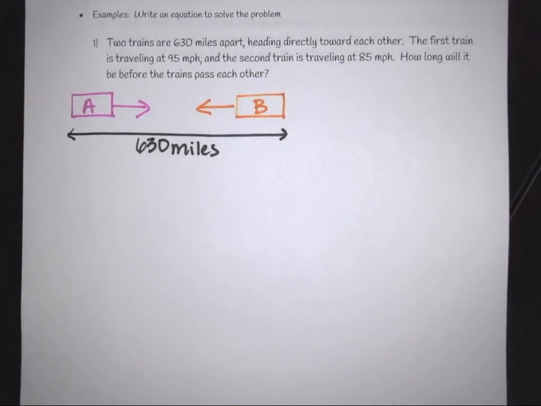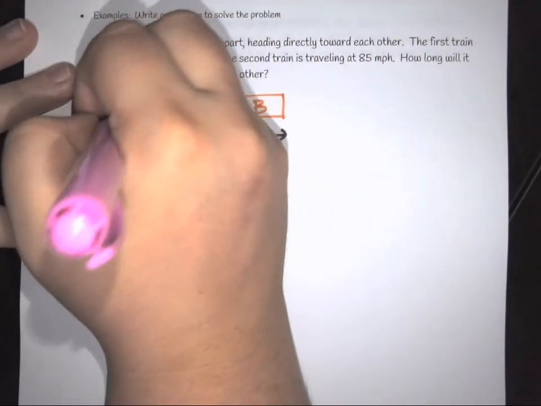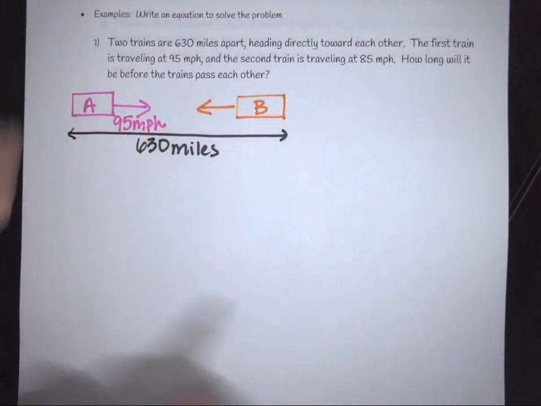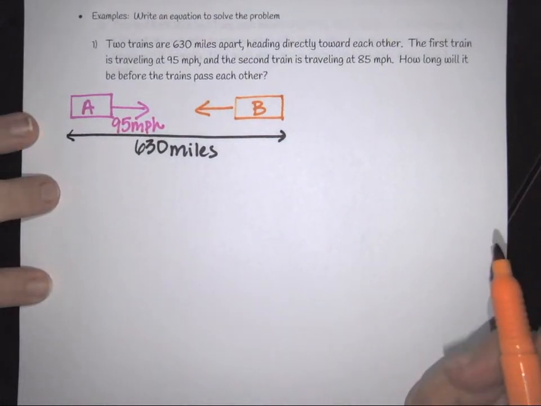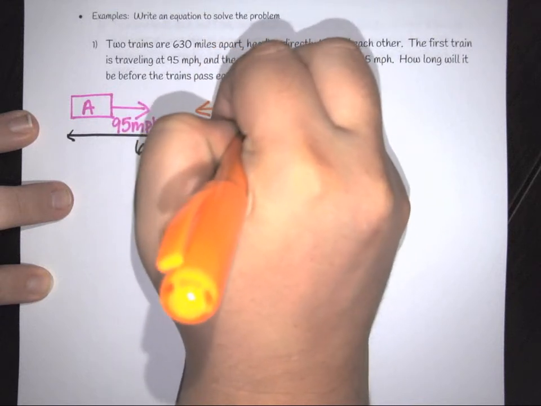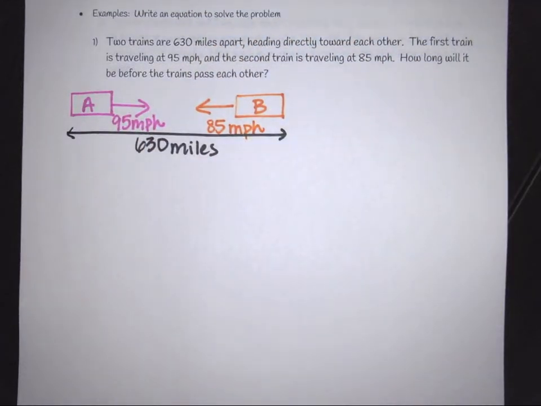Now the second sentence is going to give you more information about your trains. So I have that the first train is traveling at 95 miles per hour. So I would go ahead and label that my train A is going 95 miles per hour, and then my second train is traveling at 85. So I would go ahead to state then that my train B is the 85 miles per hour. So those are going to be your rates. Those are how fast your different trains are going. And the question wants to know how long before the trains pass each other. So we're looking at how long is it going to take in order for them to essentially line up at the exact same spot before carrying on their ways.